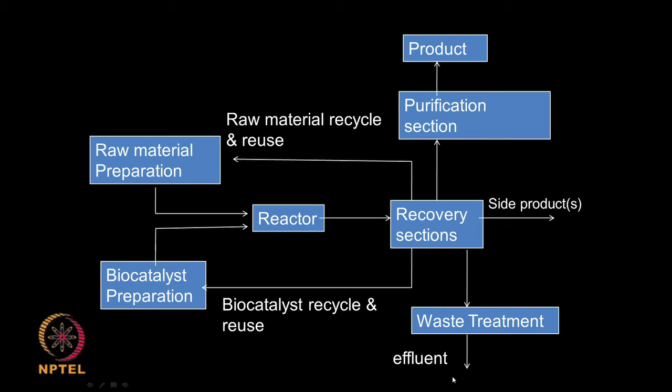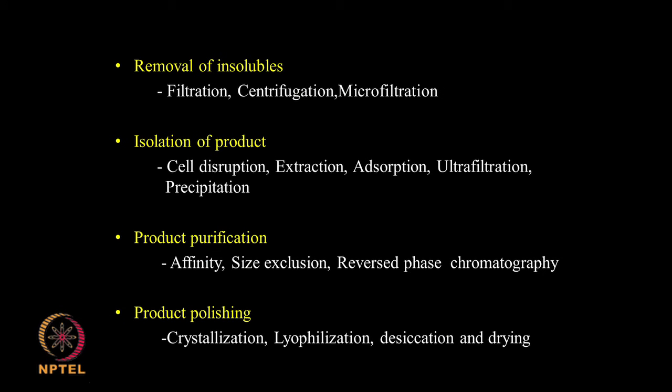Of course, I did not spend much time on effluent and effluent treatment strategies, but the rest we did spend a lot of time on. Okay. So we have removal of insolubles, which may include filtration, centrifugation, microfiltration, some membrane operations. Then we have the isolation of product: cell disruption, extraction, adsorption, ultrafiltration, precipitation. Then we have product purification: chromatography, affinity chromatography, size exclusion chromatography, reverse phase chromatography. Then finally product polishing, which could be crystallization, lyophilization, desiccation, drying. So if the product is solid, you end up with a dry solid. Sometimes we will have a liquid product, then you may have to add some sort of stabilizing material, which will help to increase the shelf life of the product and prevent oxidation of the product.